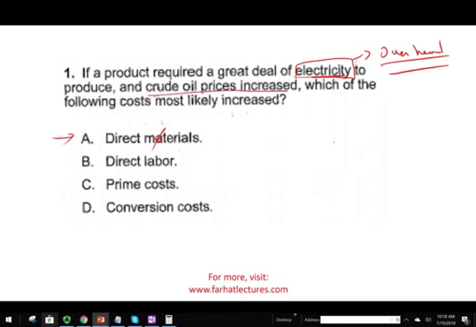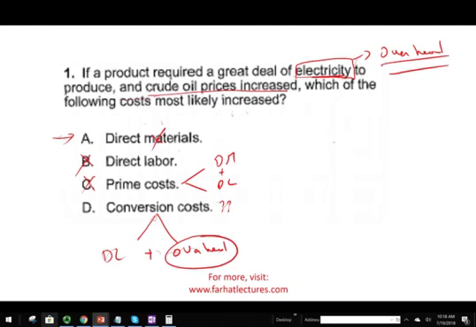Would direct labor increase? Who knows? It could increase, but we don't know. But direct labor is the labor that touched the product itself. Electricity is not labor, so we could eliminate direct labor. With prime cost, you need to know what a prime cost is. Prime cost is direct material plus direct labor, and we already eliminated direct labor and direct material, so that's out. By process of elimination, what's left for us is D. D is conversion cost. What is conversion cost? Conversion cost, and you need to know this, is direct labor plus manufacturing overhead. So yes, overhead will go up. As a result, conversion cost will increase, therefore the answer is D.